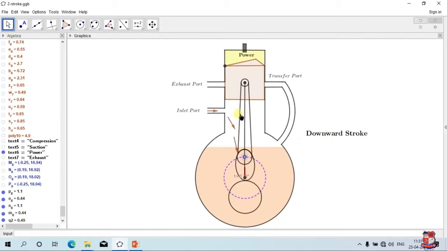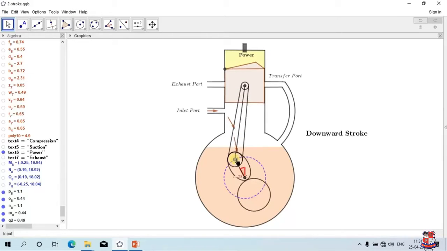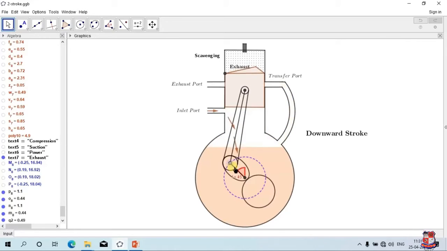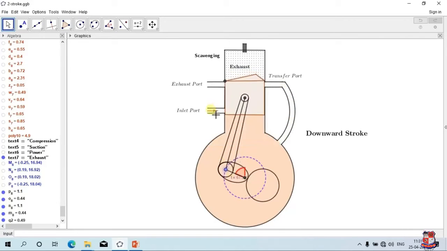Okay. So in the beginning of downward stroke, you can see that exhaust and transfer ports are covered. So there is no movement of charge or exhaust gases through these ports. Okay. Now as this high pressure and temperature gases pushes the piston in downward direction, piston moves downward. Now as you can see, first here inlet port is covered, so the supply of charge will be cut off.